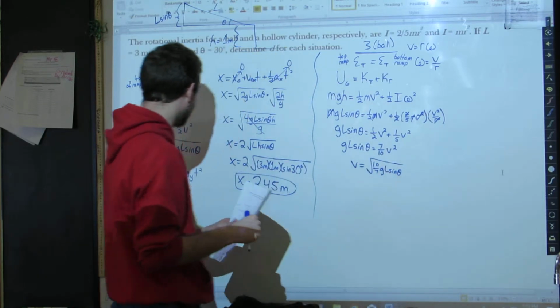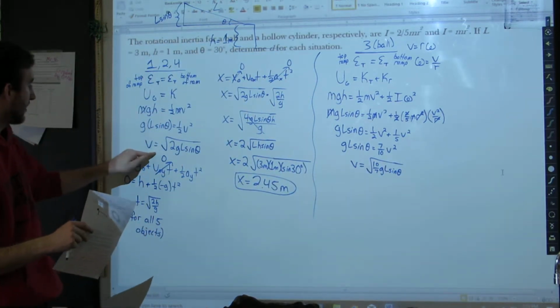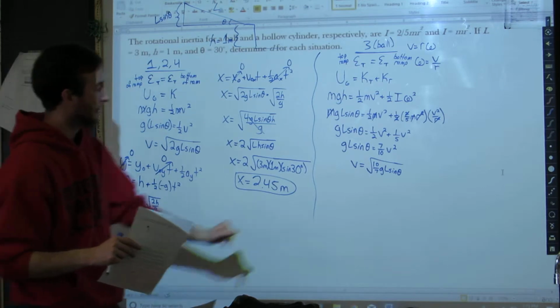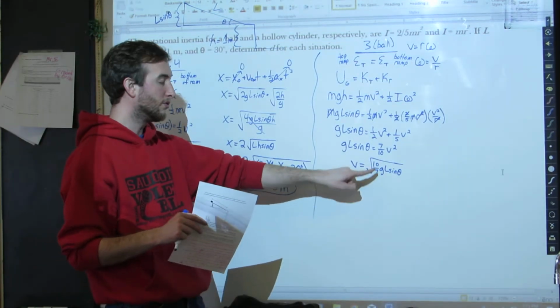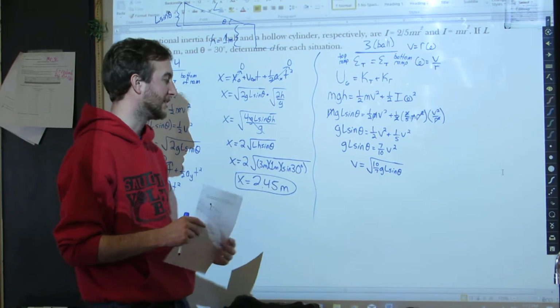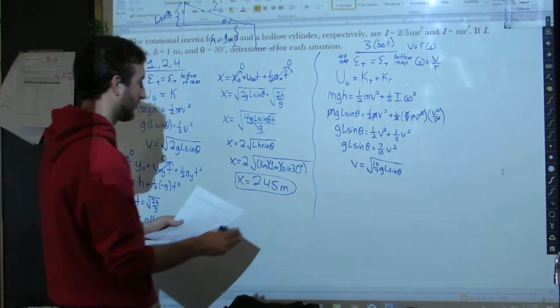We compare that over here. It was 2 g L sine theta. This is very clearly less. 2 g L sine theta would be 14 over 7. This is only 10 over 7. The speed is less, just like we predicted.